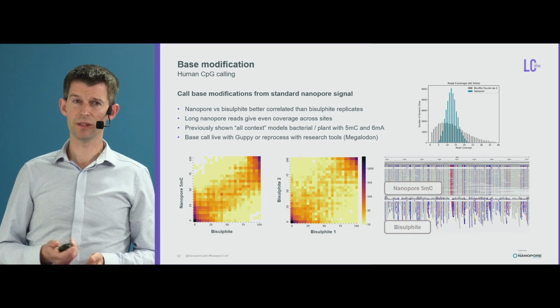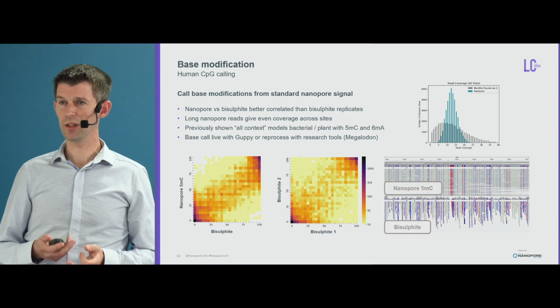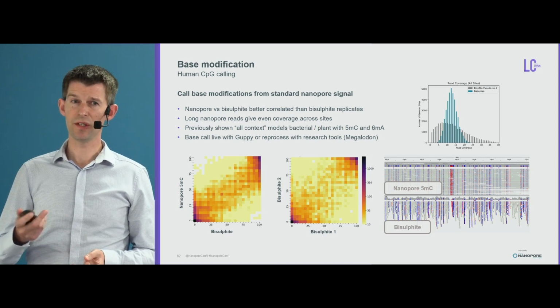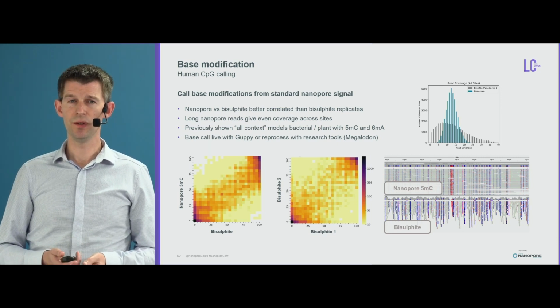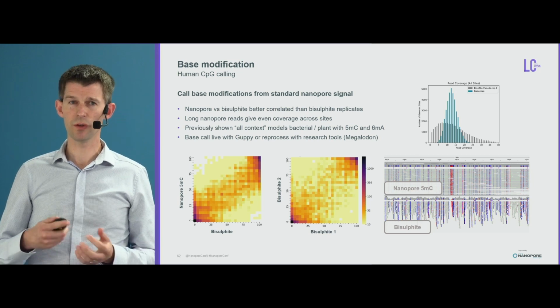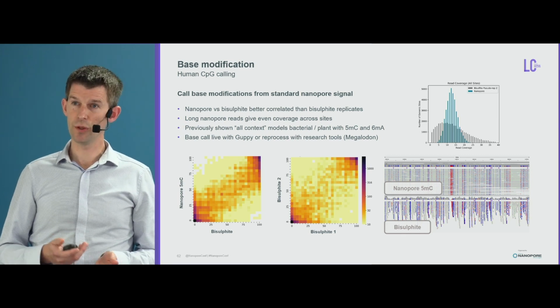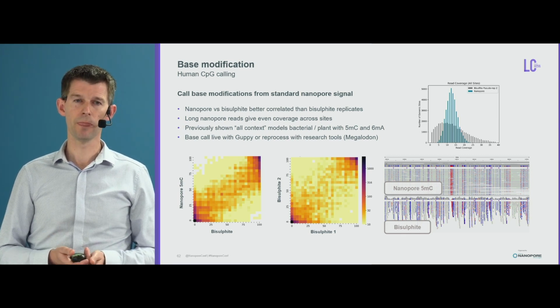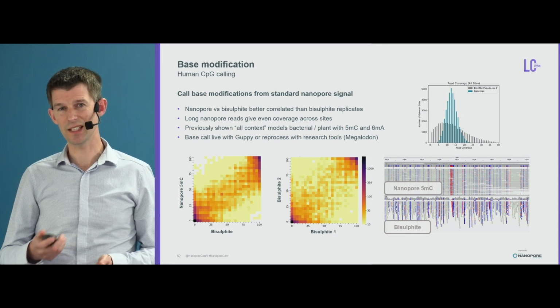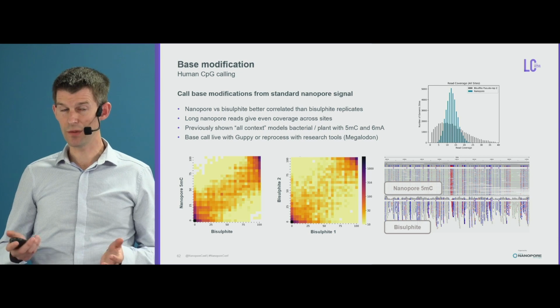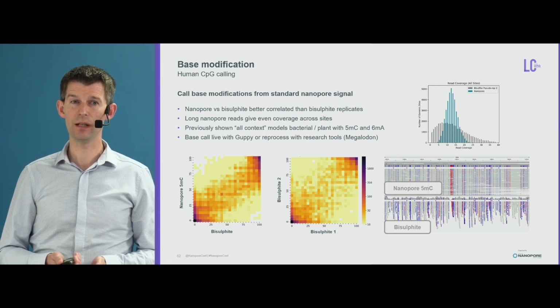But nanopore data is unique in that you're looking directly at the DNA, and you can see those modifications. And James mentioned a little bit of this earlier. So you can directly measure modification. And because I'm talking about human sequencing, I'm going to talk about 5-methyl-C in this CpG context. We've previously spoken about all context models, perhaps for bacterial or plant modifications, with 5-methyl-C and 6-methyl-A. We can do that. I'm just going to talk about the human context for now.